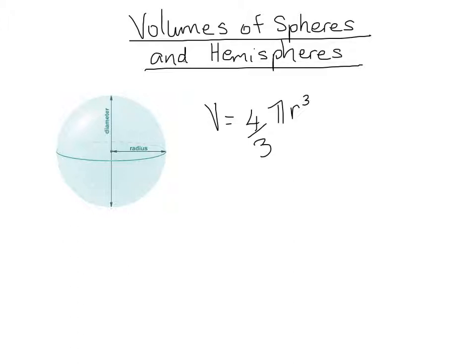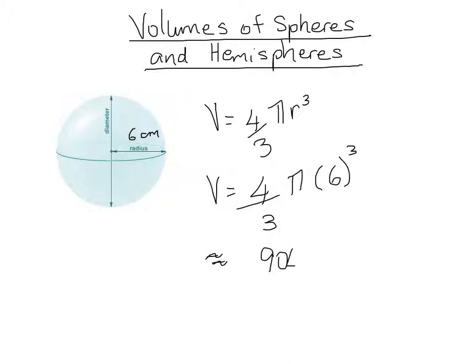If we have an example, let's say our radius is 6 centimeters. Well, that would make our diameter 12 centimeters, but that doesn't matter. In order to figure out the volume, we will just plug into this formula. We substitute a 6 in for the radius, and we get 4 over 3 pi 6 to the third power. We can do that all in our calculator, and that's approximately equal to 904.8 centimeters cubed. And that's how you find the volume of a sphere.